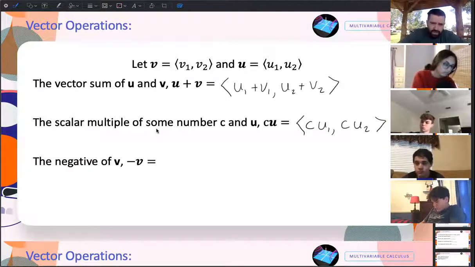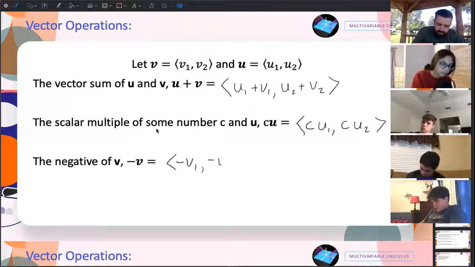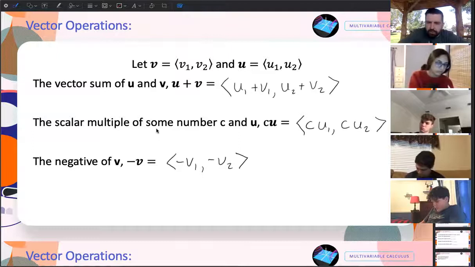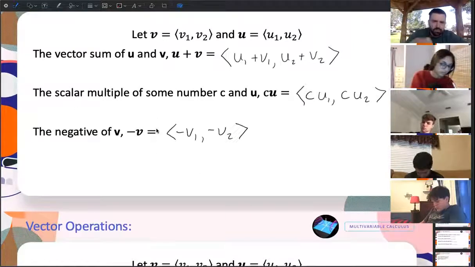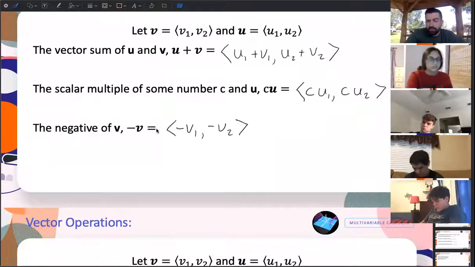And then you can use that exact same idea to take the negative of a vector. You multiply each component by a -1. A lot of the stuff in this lesson should be pretty intuitive, like stuff that you either know, you've seen before, or probably things you just do.